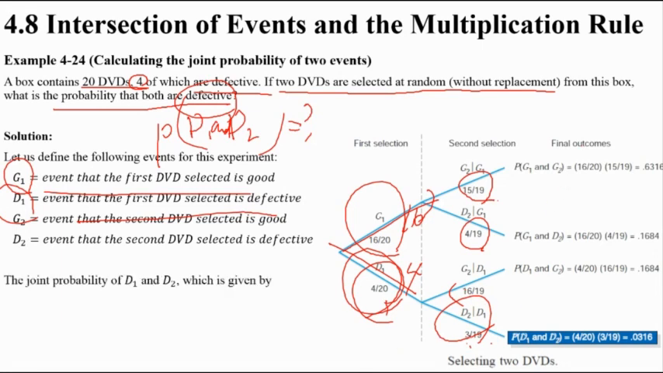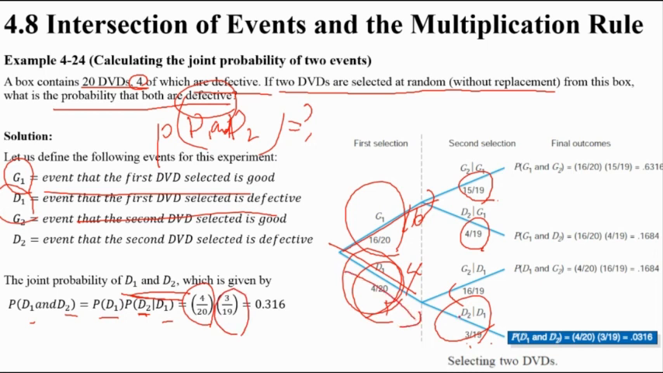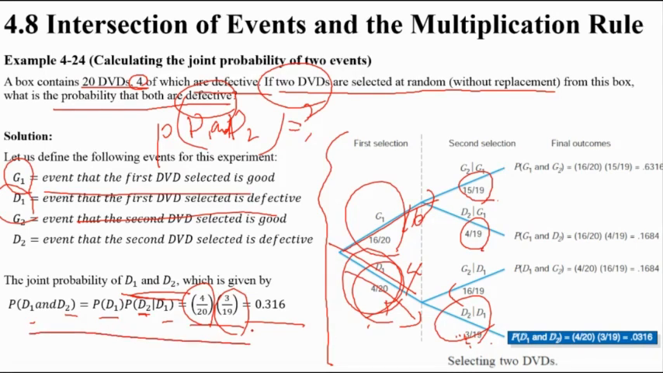So here, this number, we are looking for both defective. The first D, and D2 given D1, right here. So we have 4 out of 20, and we choose one more because they're looking for only 2 DVDs, so only one more is selected and it must be defective. So this way. Okay, so try to understand the tree diagram and this joint probability.